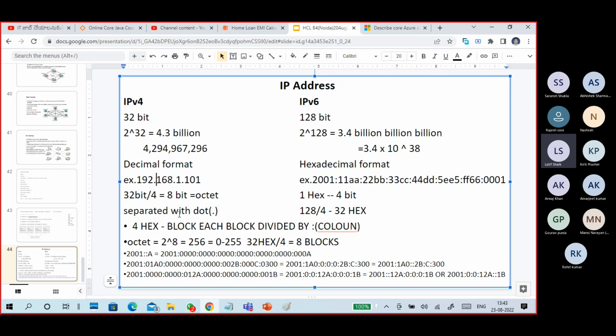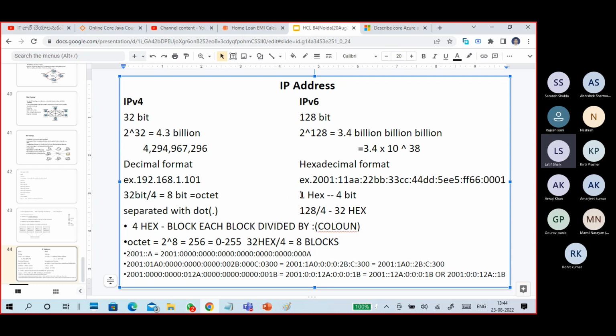Some people say full stop or comma, and some people say point. No, you should not say point; it is a dot. 192 dot 168 dot 1 dot 101. If you say 192.168 point, that's not correct. If you say it that way, no problem, it's not a big deal, but it's still better to say dot. Try to get into the habit of saying dot.